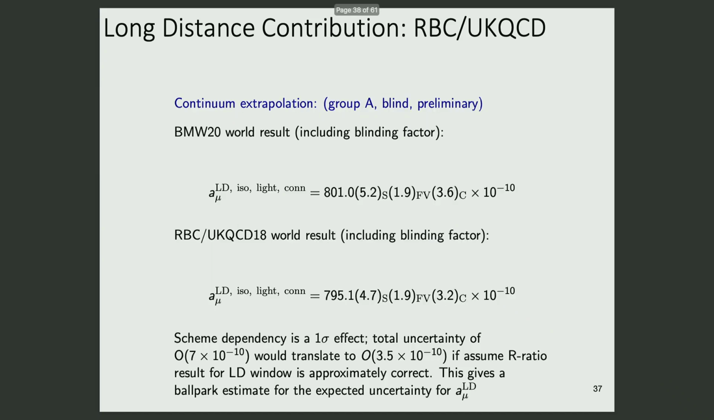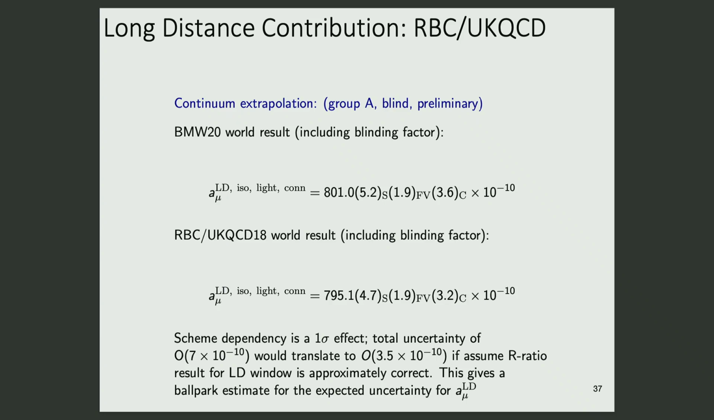Okay, and these are the results that you get. Again, still blinded. There are different ways of setting the scale, setting the physical quark masses. One we call the BMW world, because BMW defined it one way, and one we call the RBC UKQCD world, because we defined it that way. And they differ by about 1 standard deviation, but they're actually very consistent.